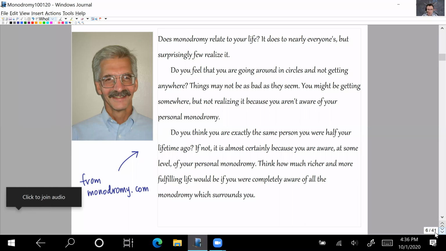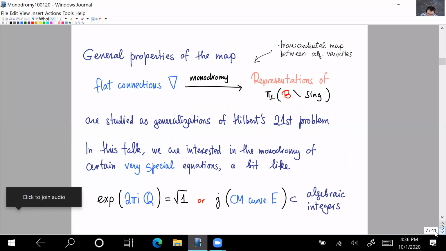In fact, he had a website called monodromy.com, which is now defunct, but it is available on the Wayback Machine, so you can go and read this. There's much more there. It's a fun website to read. In general, we're not concerned with the properties of this map because this is an interesting map. It goes from flat connections to representations of the fundamental group, and this falls in the general category of questions covered by the general realm of Hilbert's 21st problem. We're more interested in computing monodromy of specific equations.